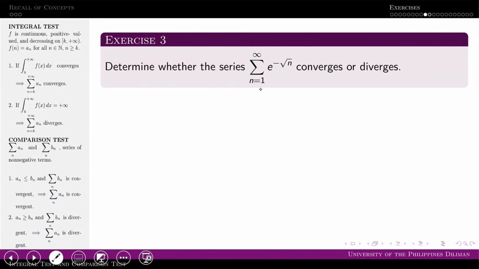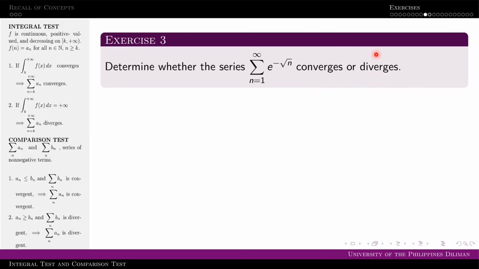This time, we are given the sum from 1 to infinity of n times e to the minus square root of n. So, parang mahirap tong i-integrate. So, let's use comparison test instead. So, maghanap tayo ng series to compare this with. Paano natin gagawin yon? Well, una, i-feel muna natin kung convergent ba siya or divergent.